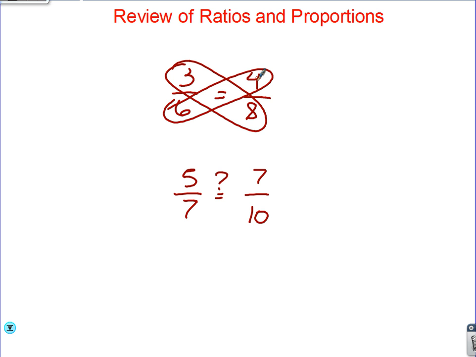Is 5/7 the same thing as 7/10? But how close is it? It's very close, right? It's nearly the same thing, but it's not exactly the same. Because look at your cross products. 5 and 10 give me 50. What do 7 and 7 give me? 49. That's close. 5/7 and 7/10 are nearly identical fractions, but they're not. They're just a little bit off. So anytime you're dealing with proportions, that's one way to test to see if you have a proportion.